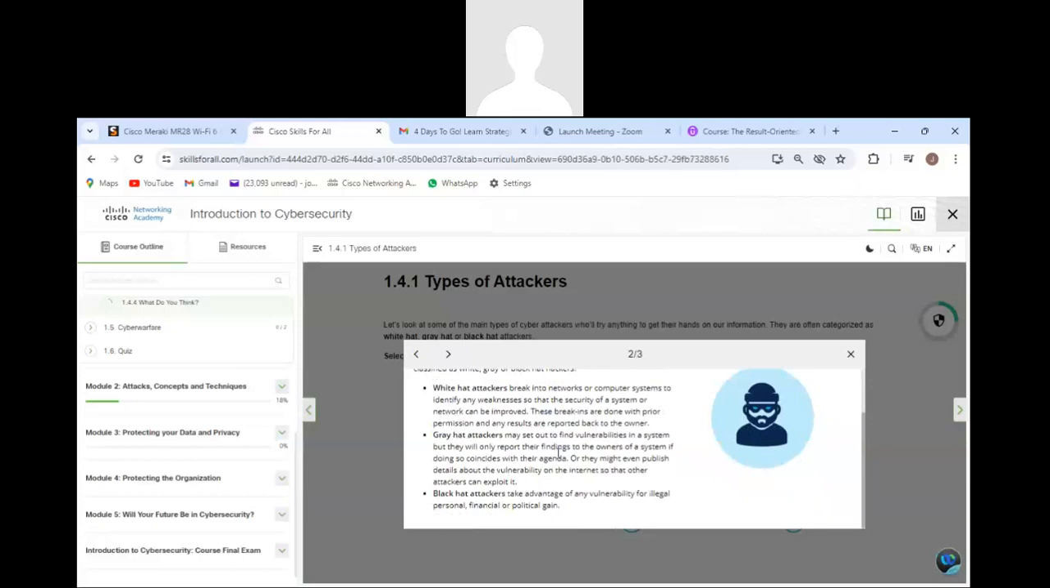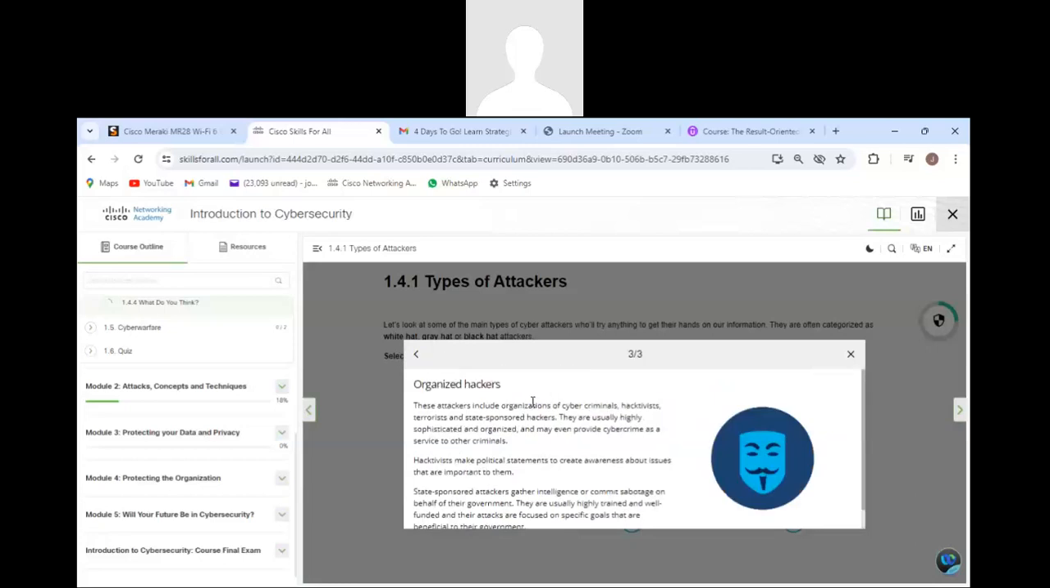Among these, we have those who do it ethically, with the consent of the owner or the person whose vulnerability they are trying to test. That is the white hat hacker. Then the grey hat hacker is in between. They set out to find vulnerabilities in a system, but they will only report their findings to the owners. Then the black hat hackers are those doing it for unethical purposes, for personal gains.